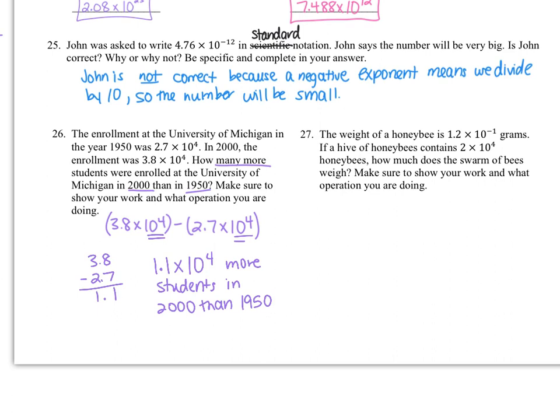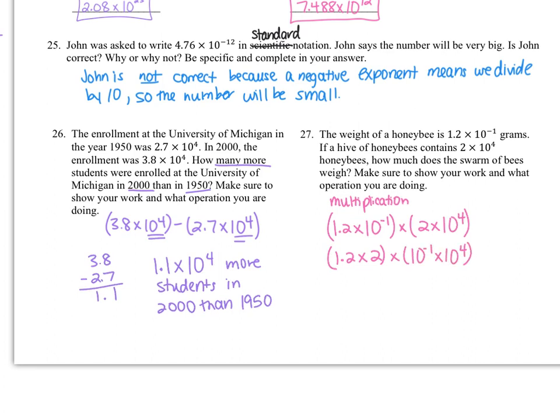So we're going to be doing multiplication because each of those 2 times 10 to the 4th honeybees weighs 1.2 times 10 to the negative 1 grams. So we're doing 1.2 times 10 to the negative 1 times 2 times 10 to the 4th. So this is multiplication. We do not need a common power. We can just rewrite. So 1.2 times 2 times 10 to the negative 1 times 10 to the 4th.